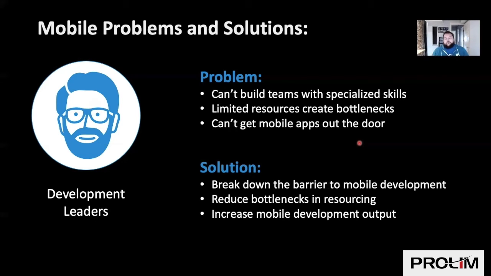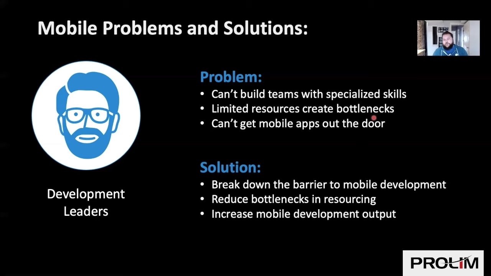And when they do have those specialized developers, they create bottlenecks. So there'll be maybe one person in the development organization who knows how to do this, and then the entire backlog of mobile features gets piled up behind them. And so the pain that development leaders experience is that their backlog of mobile features and general development functionality is just piling up and ever increasing, and they can't seem to get their mobile solutions out the door, which is fundamentally what their job is as the leader of the development organization.